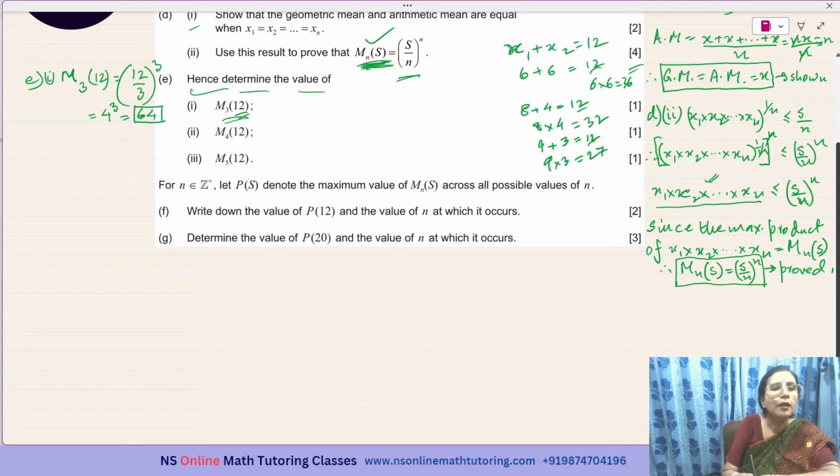Okay. This one is M4 of 12. This is equal to 12 over 4 raised to the power of 4. 12 over 4 is 3, 3 raised to the power of 4 is 3 squared times 3 squared, or 9 times 9, which is equal to 81. You can use the calculator as well.